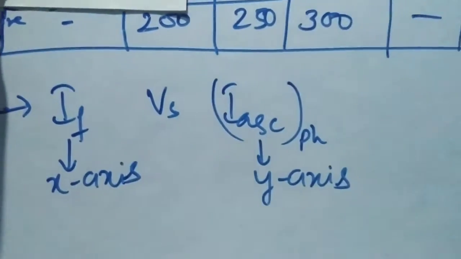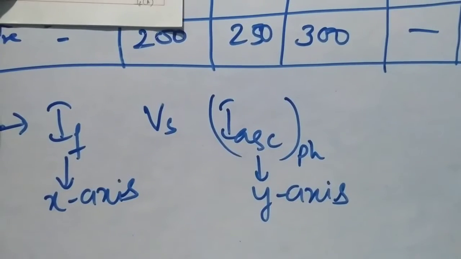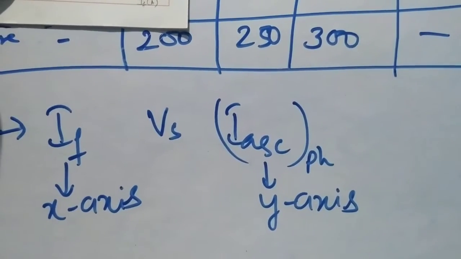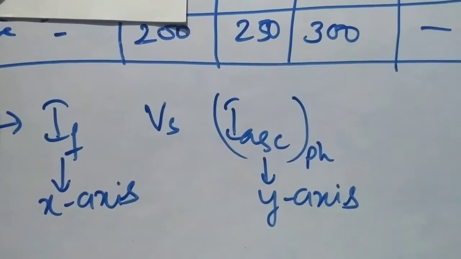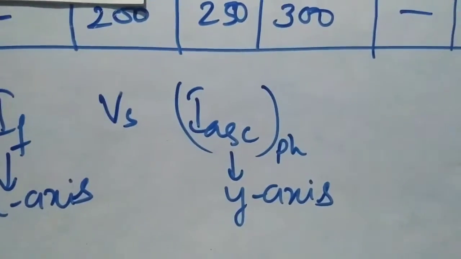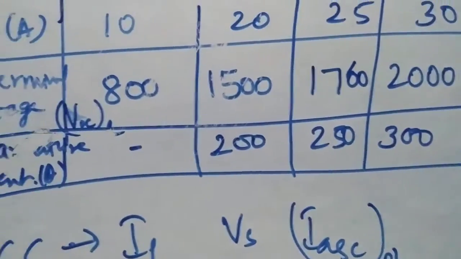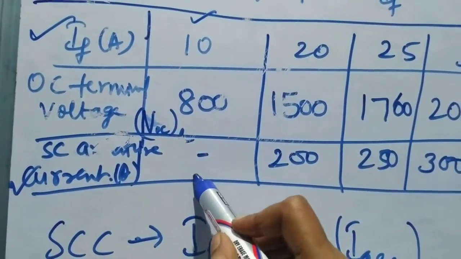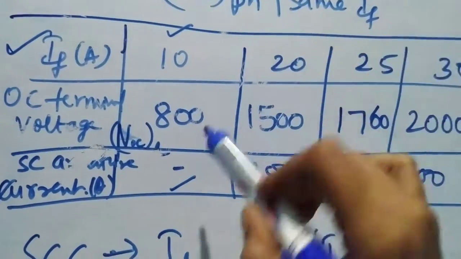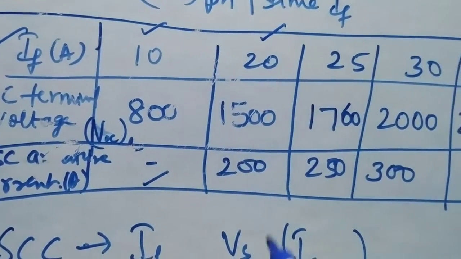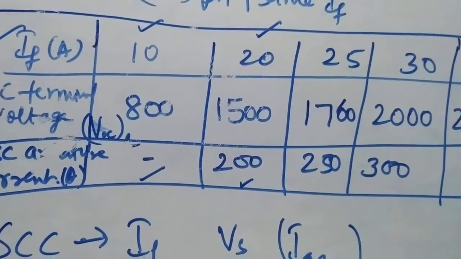Short circuit characteristic is nothing but a graph of the IF versus IAC phase. The x-axis will be your IF, always the field current, and the IAC phase will be the y-axis in the short circuit characteristic. Okay, so let us mark the corresponding values. For example, for IF equal to 10 ampere, the corresponding IAC phase is 0. Similarly, for 20 ampere of field current, it produces 200 ampere.